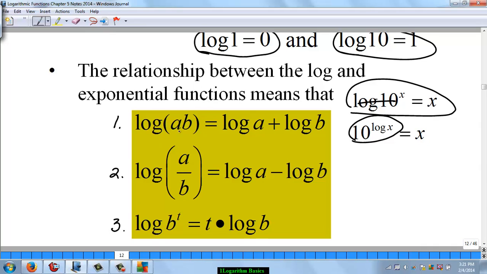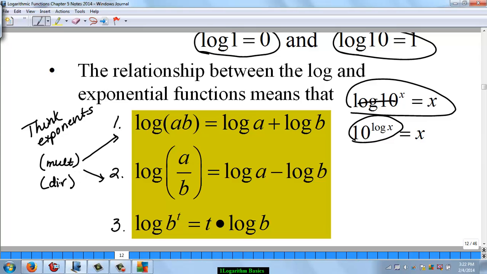The first one is if I'm multiplying on the inside, because remember, think exponents. If you were just talking about exponents, you know that if you have the same base and you multiply, you really are adding your exponents. And if you have 2 bases that are the same and you're dividing them, you're really subtracting your exponents. So you need to think exponents. The other thing you need to know is in the parentheses you can only have multiplication or you can only have division to use those rules. Only. You cannot have adding or subtracting inside.